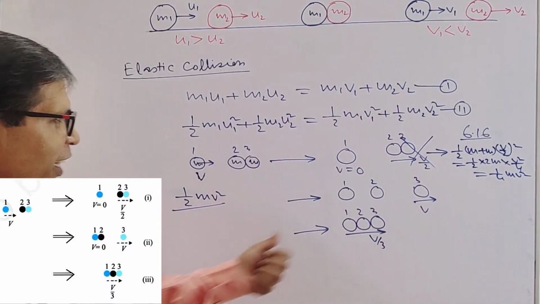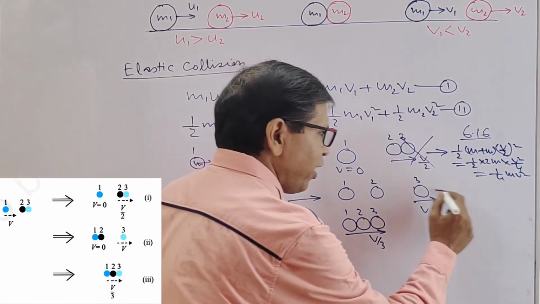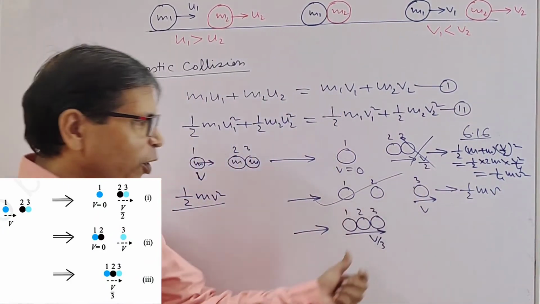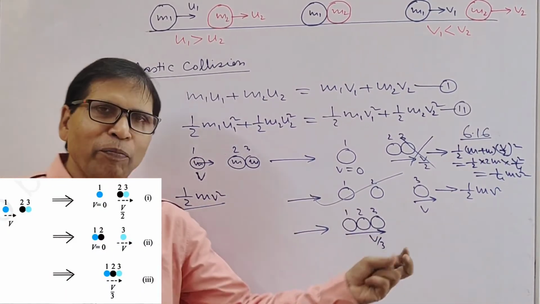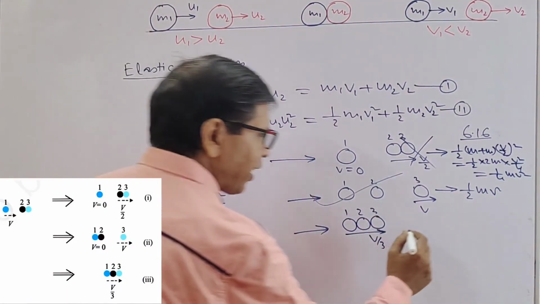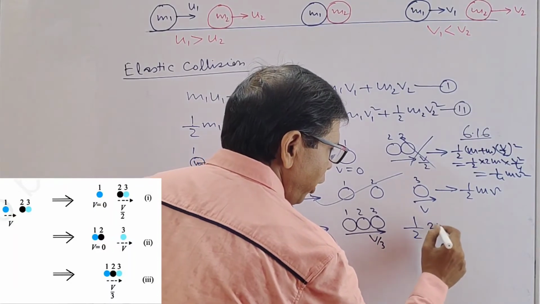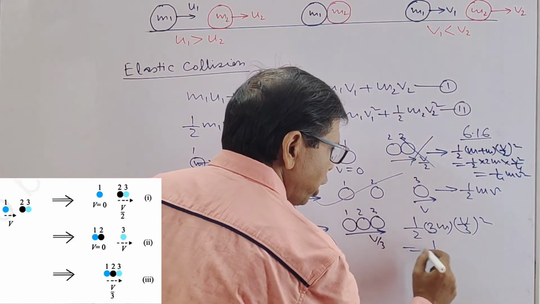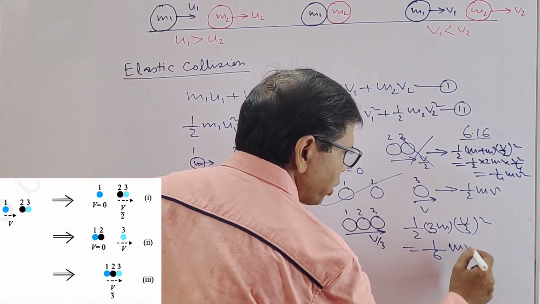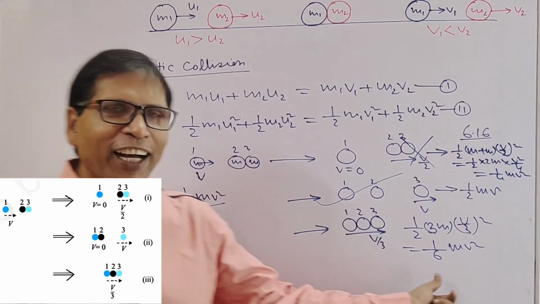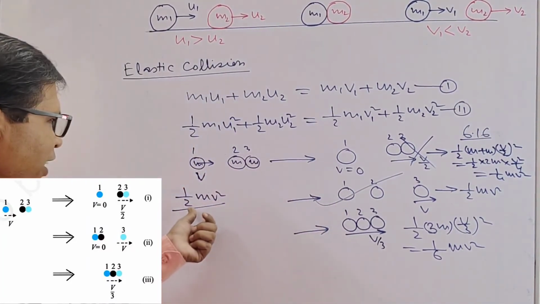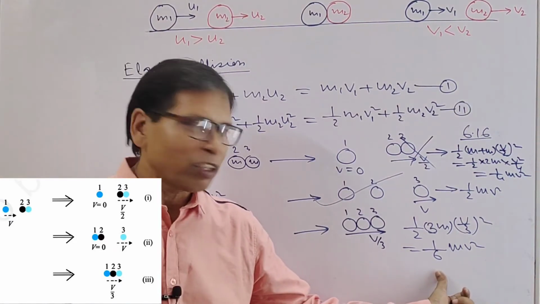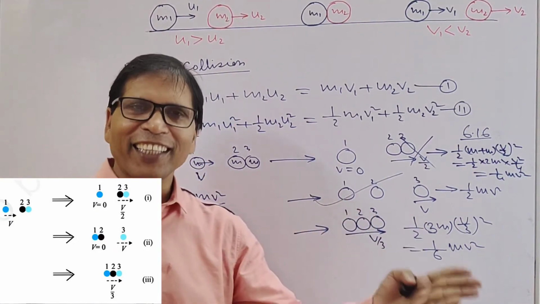Now here the final kinetic energy is only ½ m v², so this is an elastic collision. Now in this case, all 3 have velocity v/3. The kinetic energy is ½ × 3m × (v/3)², which is 1/6 m v². So this is not an elastic collision, because the initial kinetic energy is ½ m v² and the final is 1/6 m v². So only the second one is an elastic collision.